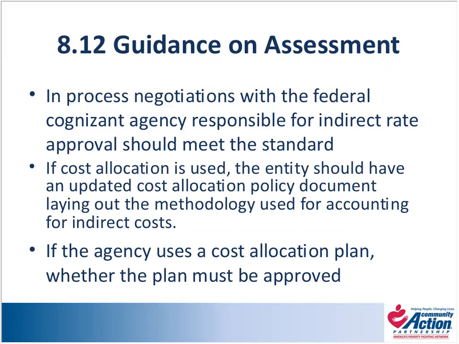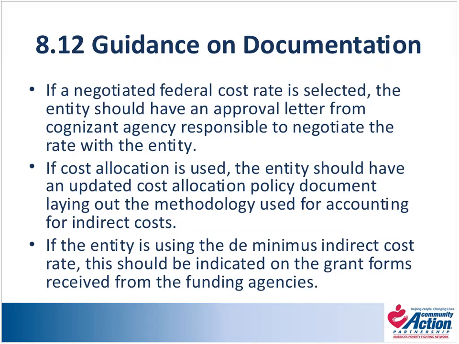So again, guidance on documentation. If a negotiated federal cost rate is selected, the entity should have an approval letter from the cognizant agency responsible to negotiate the rate with the entity. If the cost allocation is used, the entity should have an updated cost allocation policy document laying out the methodology used for accounting for indirect costs.